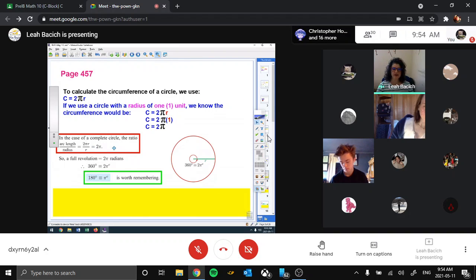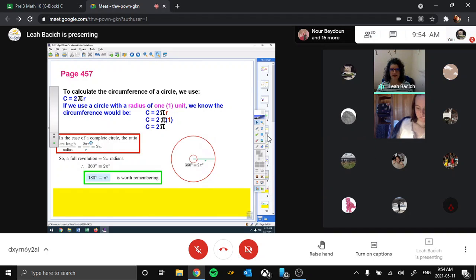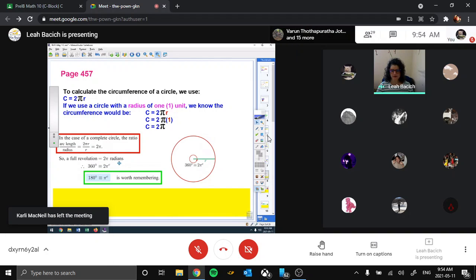in the case of a complete circle, the ratio would be of arc length to the radius. So 2 pi r would be the full arc length of the circle, wouldn't it? 2 pi r. But I know the radius is what? Well, in our case, if the radius is 1, wouldn't I just be dividing by 1 and my answer would just be 2 pi? So the full arc length of a circle is 2 pi. That's the full distance around with a circle having a radius of 1. So a full revolution would be 2 pi radians.